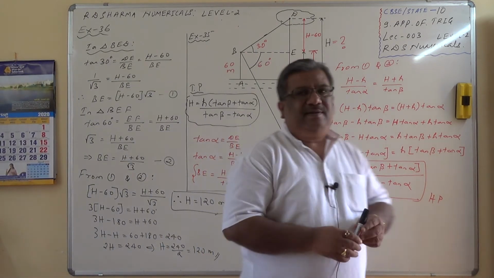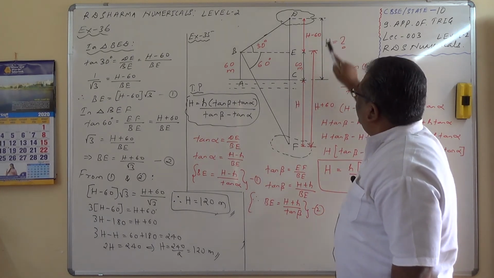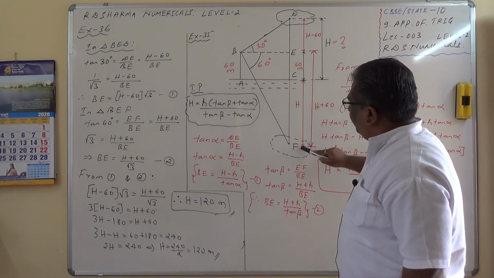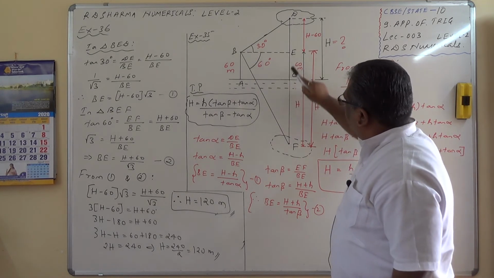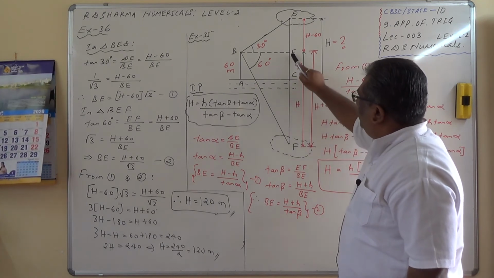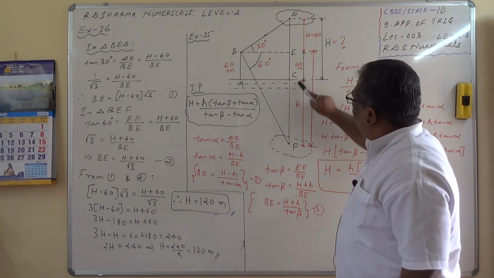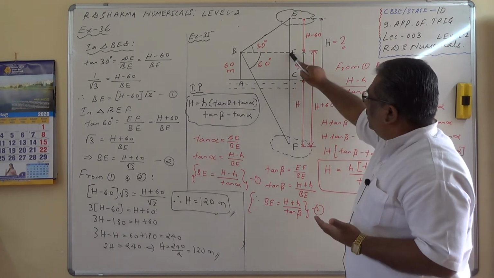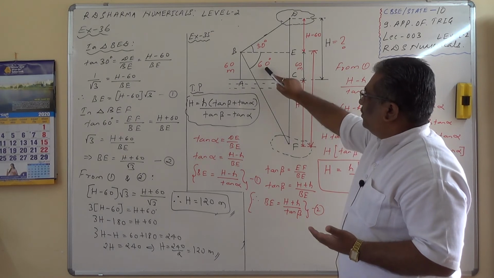See, it is important. If I take capital H as the height of the cloud, then the reflection will also be below by capital H. So in this triangle, from here to here is H, from here to here is 60. Therefore, the opposite side is H plus 60, because I am interested in the opposite side in this triangle, as I would like to take the tan 60 ratio.